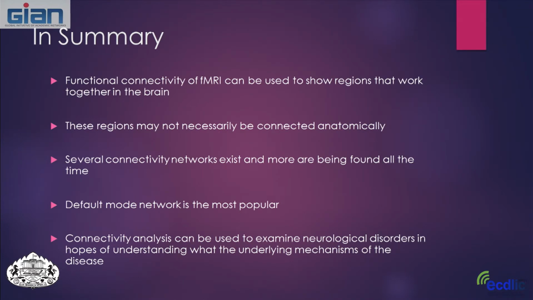Okay, so in summary, functional connectivity of fMRI can be used to show regions that work together in the brain. These regions may not necessarily be connected anatomically, but we're seeing that their spontaneous activity that we can measure is locked together in correlations over time. Several connectivity networks exist, and more are being found all the time. Currently, the default mode network is the most popular one. It was really the first one to be found, and people have focused a lot of attention on it. Connectivity analysis can be used to examine neurological disorders in the hopes of understanding the underlying mechanisms of the disease, like in the case of Alzheimer's disease.